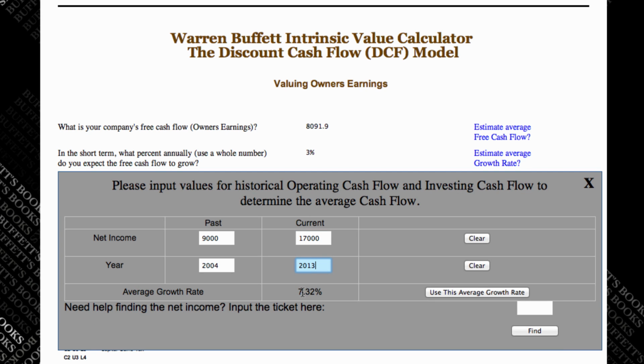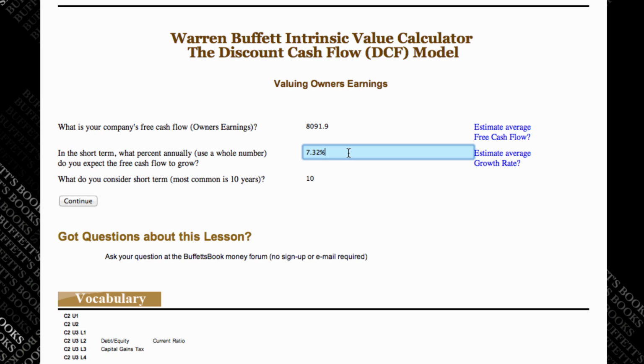Now you can see that the calculator has already calculated what that average growth rate is for the past 10 years. This is what it's done in the past, and it's grown at about 7.32% annually. Okay, so now if you want to use that growth rate as what you think the owner's earnings are going to grow at over the next 10 years, you can use that by simply clicking on this button, and it will update the information in the input tab. Okay, so you can see that when we clicked on the button, it updated into 7.32%. Here is our expected growth rate for the owner's earnings. So you can use that number.